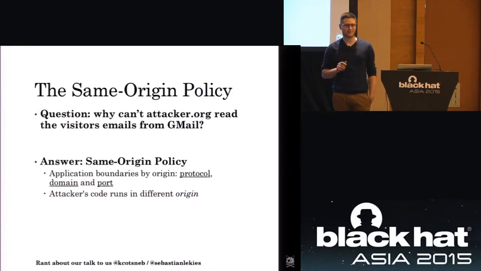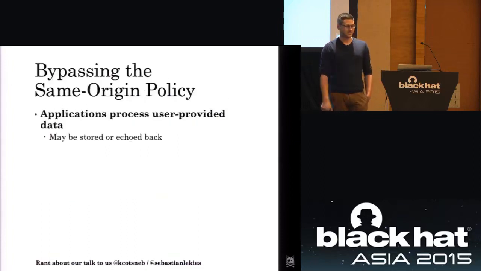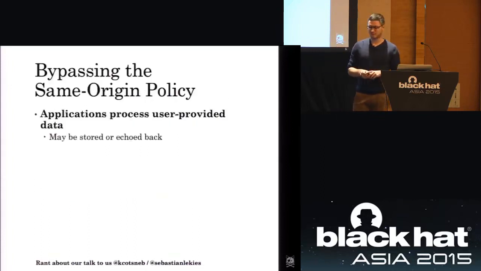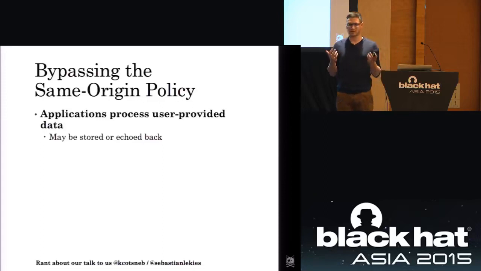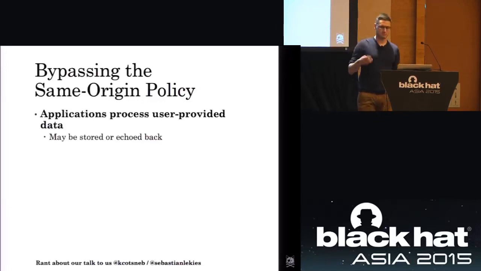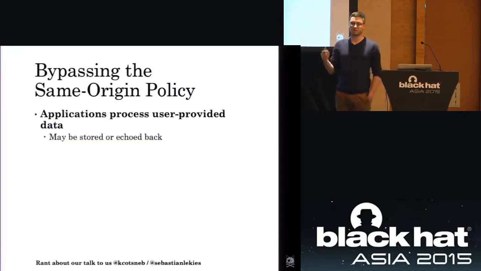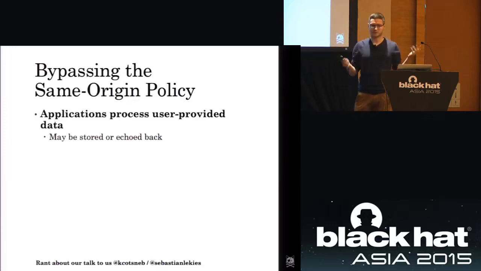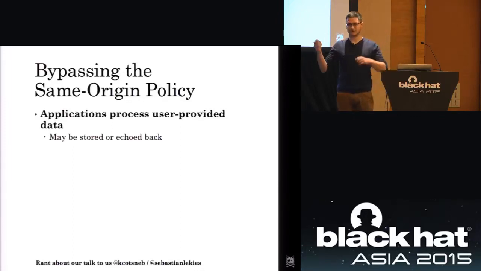Since we're at Black Hat, a hacking conference, we want to know how we can bypass that. How can we bypass the same origin policy? We have to take a look at what web applications typically do. They process data. It wouldn't make sense if you just had a static website that didn't do anything. You have some interaction with the user, so the user provides you with some data, say, for example, the URL or some input. This data may be stored, if you think of a guest book, or it might be echoed back directly to you. Think of a search page, for example, where you see that you searched for XYZ.